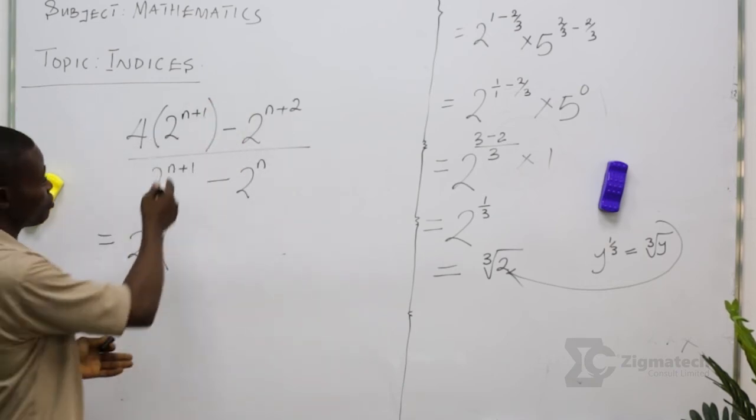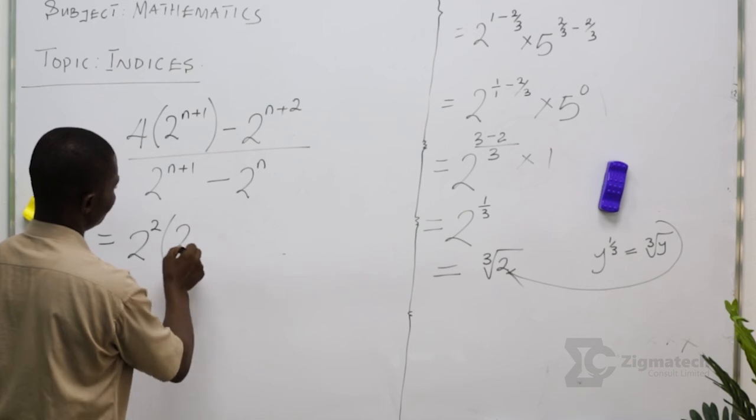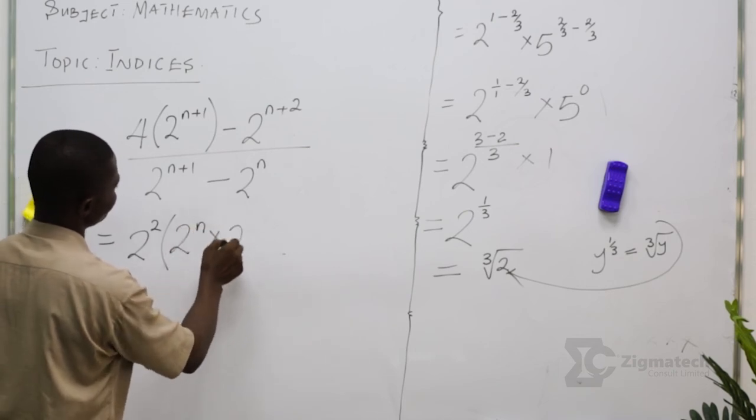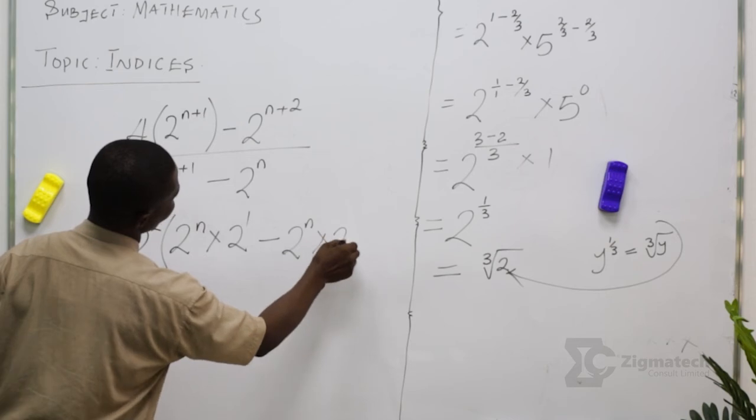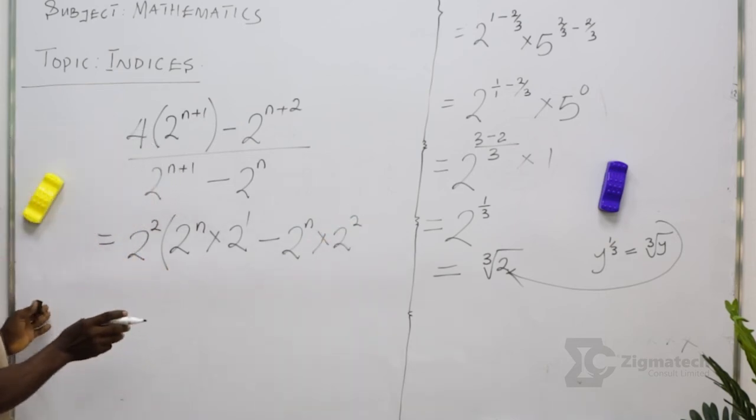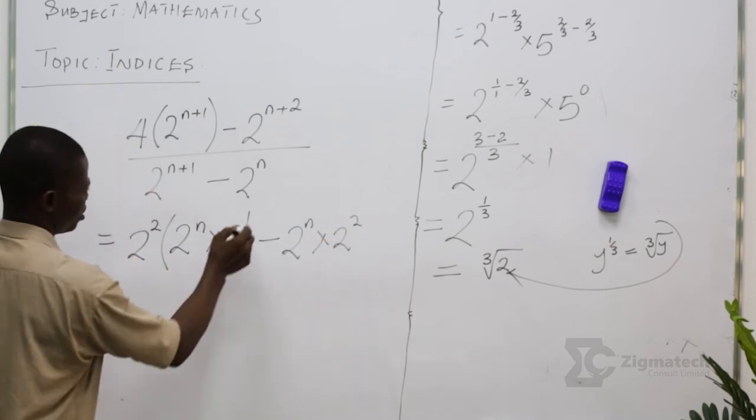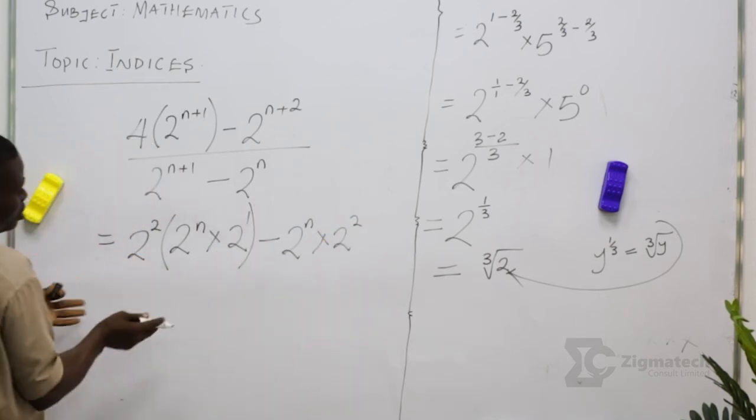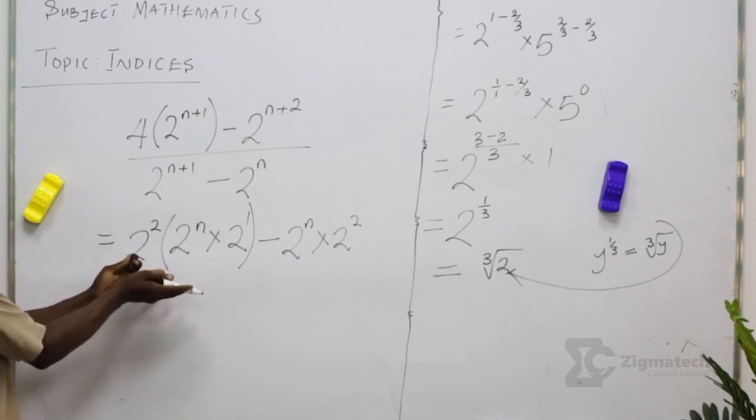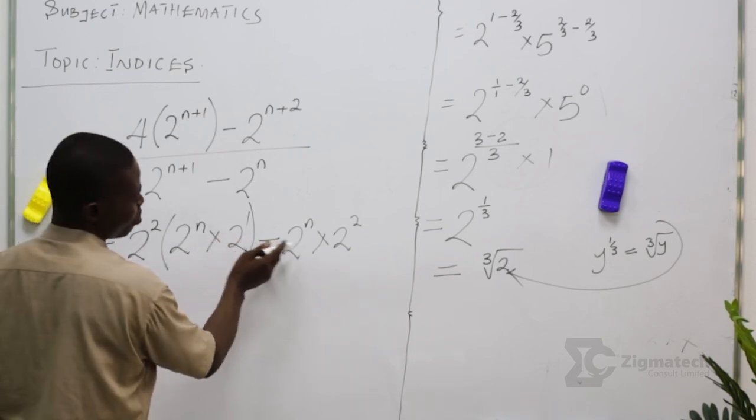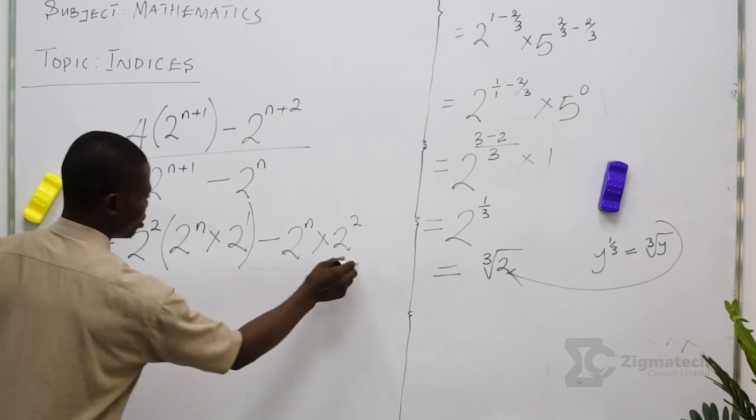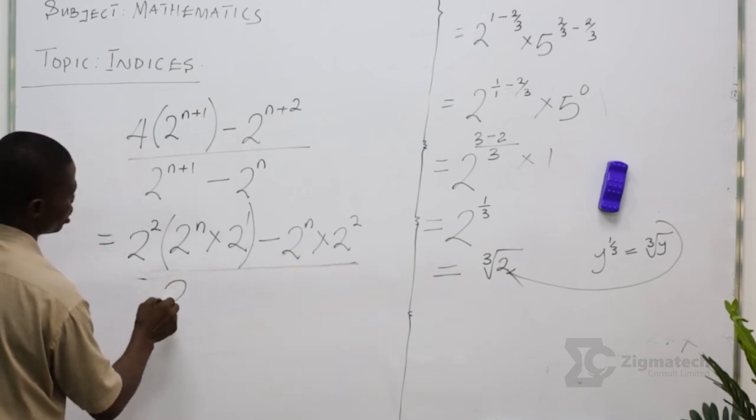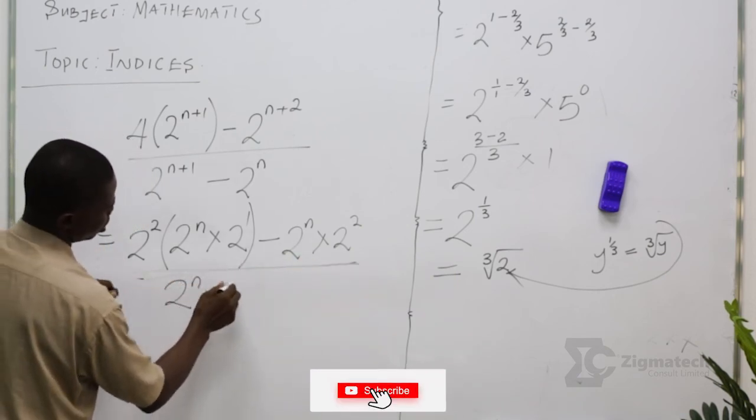What do you do? You solve this type of thing by separation, meaning 2 raised to the power n multiplied by 2 raised to the power 1, minus 2 raised to the power n times 2 raised to the power 2. This is what I'm doing. I am separating it. Remember, this is together with this, separated by what? The minus sign, the operator minus. Okay. You separate the denominator the same way.